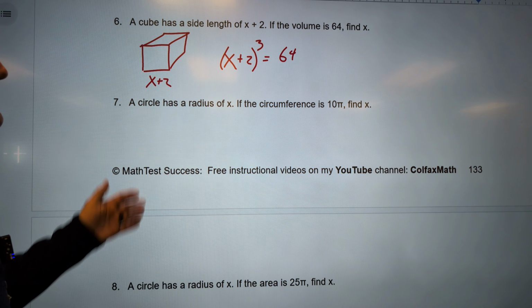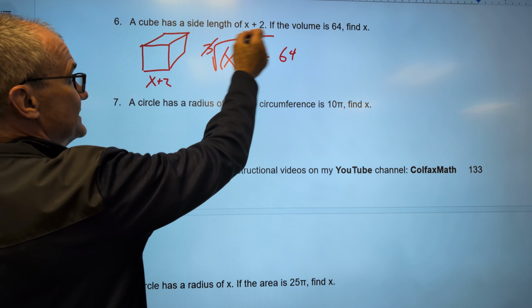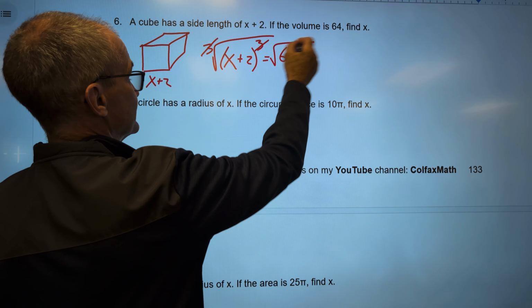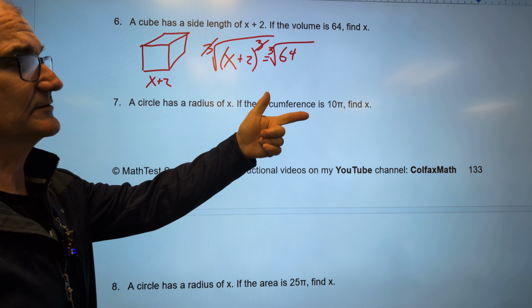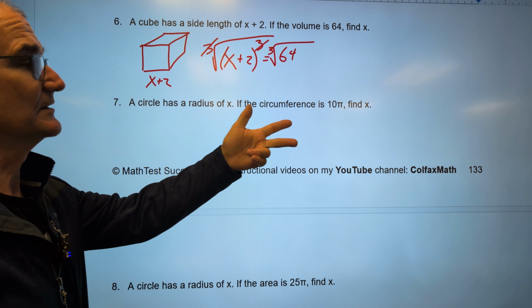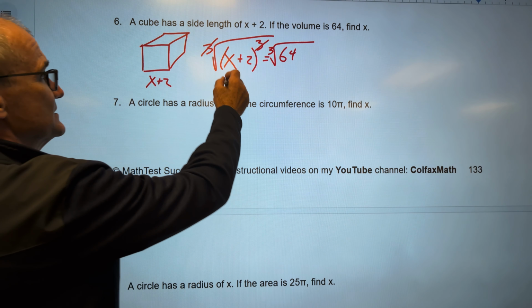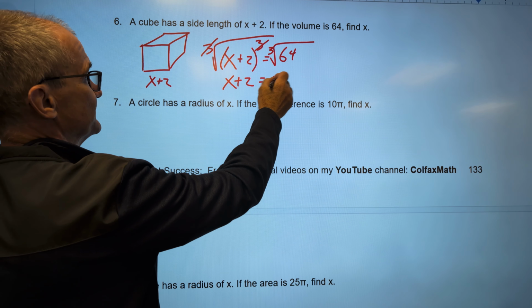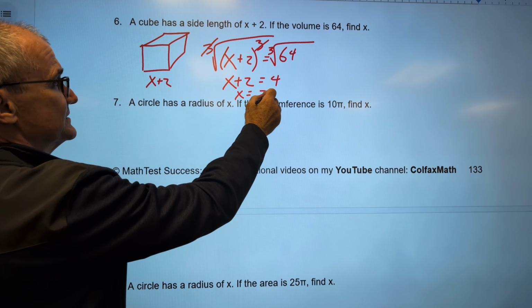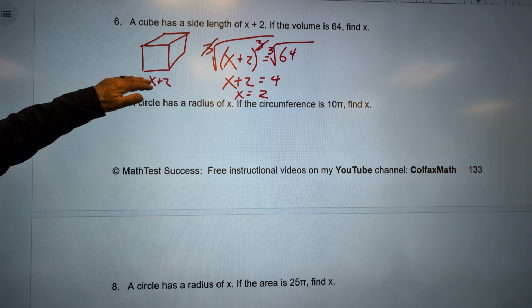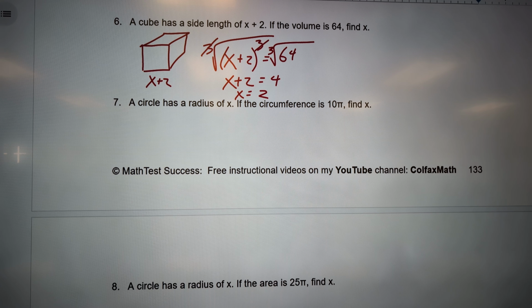I could just take the cube root of each. So I take the cube root of something cubed. These cancel. I do that to the left. I also have to take the cube root of 64. What this is saying is what times itself is 64. So 4 times 4 is 16, times 4, 64. So x plus 2 is equal to 4. Subtracting 2 from both sides, x is equal to 2. And again, we're not finding the sides or anything else. We're just finding x. X is equal to 2.